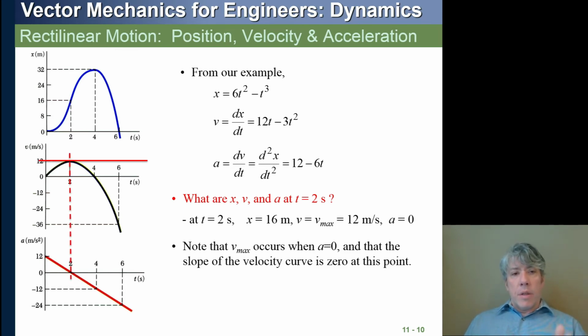Now notice that the maximum velocity occurs at 2 seconds where the acceleration is 0. Anytime you have a 0 acceleration, that is either a local maximum or minimum of the velocity. Similarly, anytime you have a 0 of the velocity, that is a maximum or minimum of position.